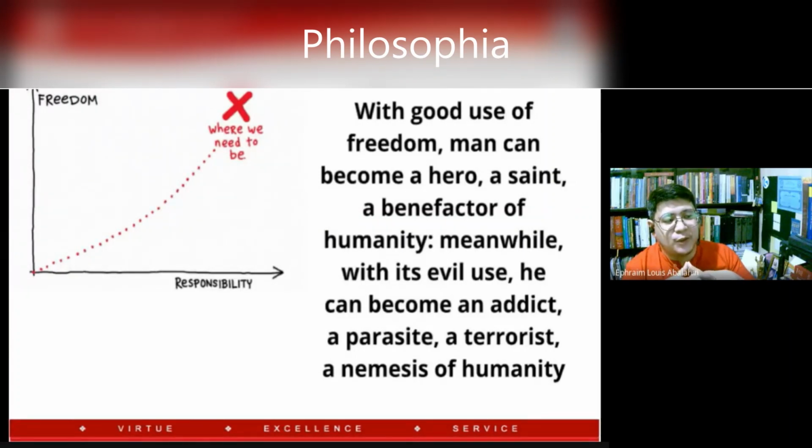It can serve the human person for the cultivation, the promotion, the elevation, and the full realization of his or her own being. But it can also serve to obtain the opposite effects, to degrade, to humiliate and annihilate his own being. Now, with good use of freedom, the human person can become a hero, a saint, a benefactor of humanity. Meanwhile, with its evil use, the human person can become an addict, a parasite, a terrorist, a nemesis of humanity. Sakit no, no? Nemesis of humanity.